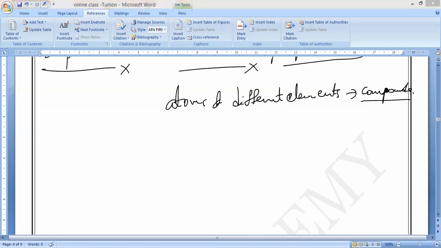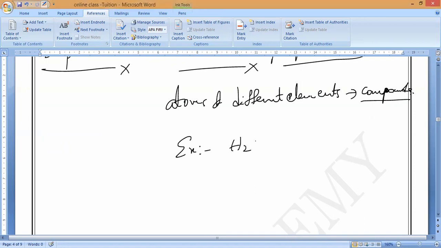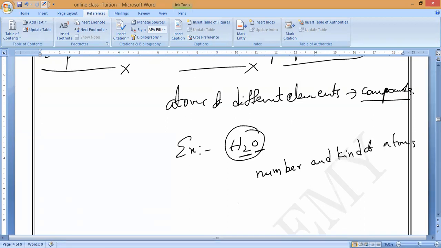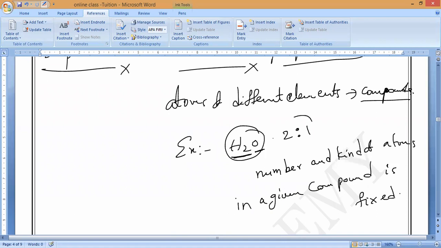Now, you tell me, is the number and kind of atoms of each element in a compound fixed or variable? That is what I am asking. For example, take water again. The number and kind of atoms in a given compound is fixed or varies? It is fixed. Yes or no, guys? Suppose you take water. Always hydrogen and oxygen are in a fixed number, 2:1, and their mass is also fixed.